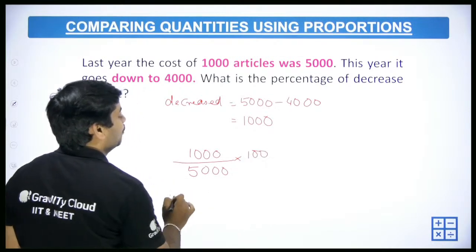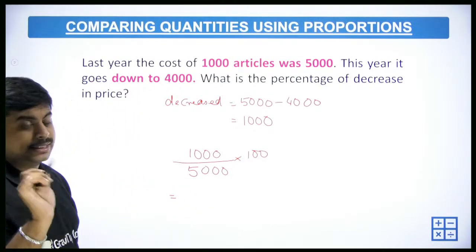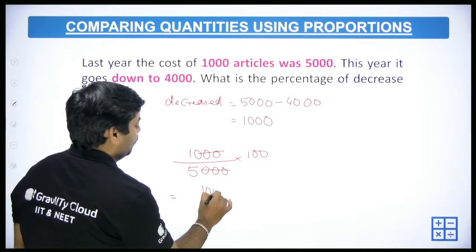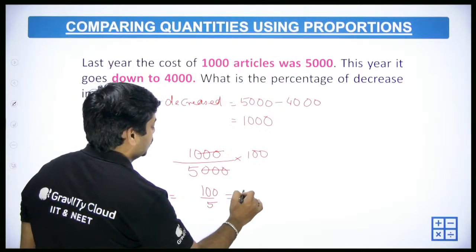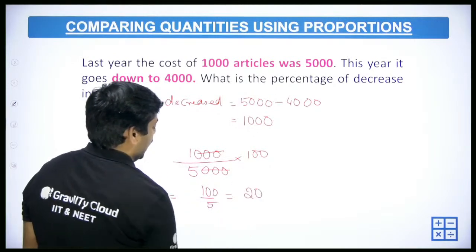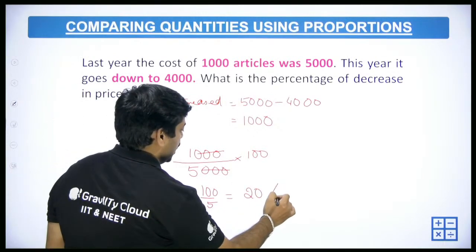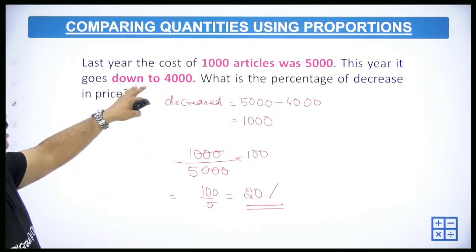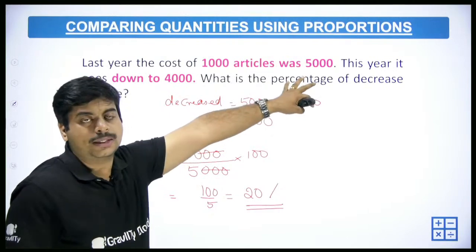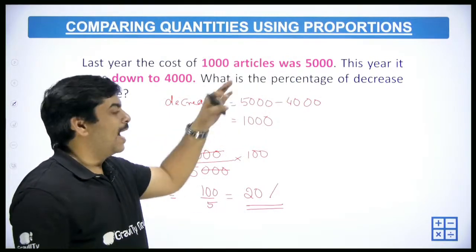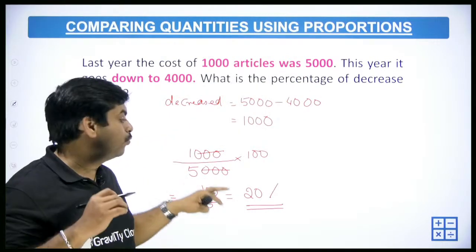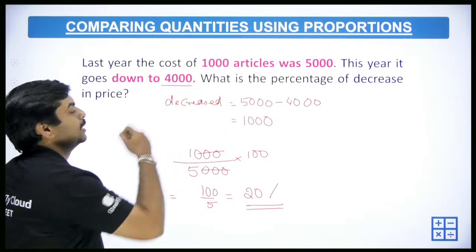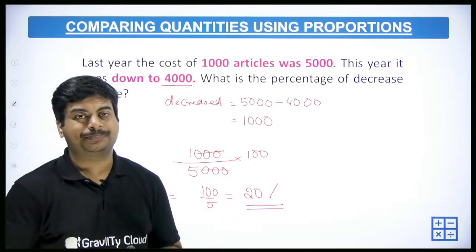That is how you calculate the percentage. Percentage is always with respect to 100. 000 and 000 gets cancelled. So it is 100 by 5, which is 20%. So what is the meaning of that? Last year when the cost of 1000 articles was 5000, now from 5000 it got reduced by 20%, and finally the present cost is 4000 rupees.